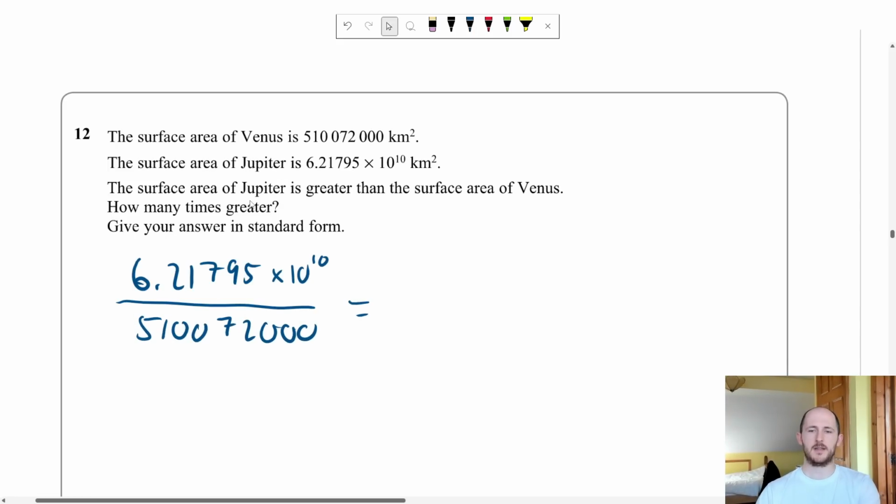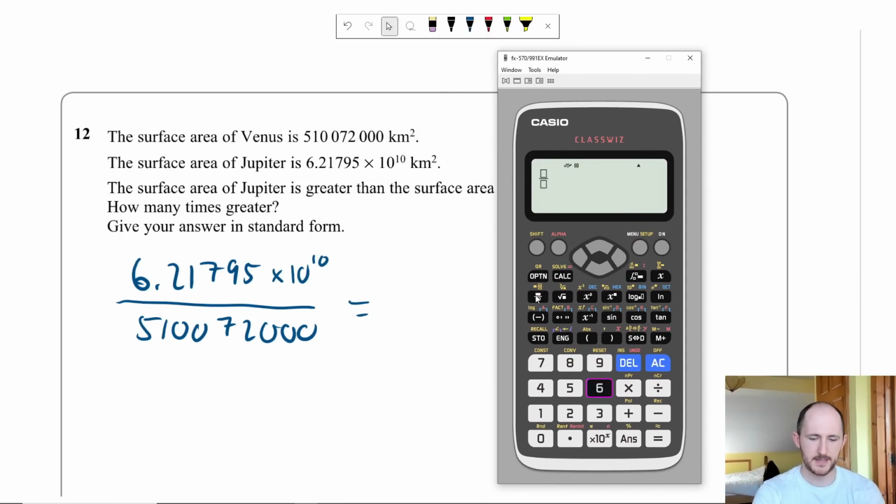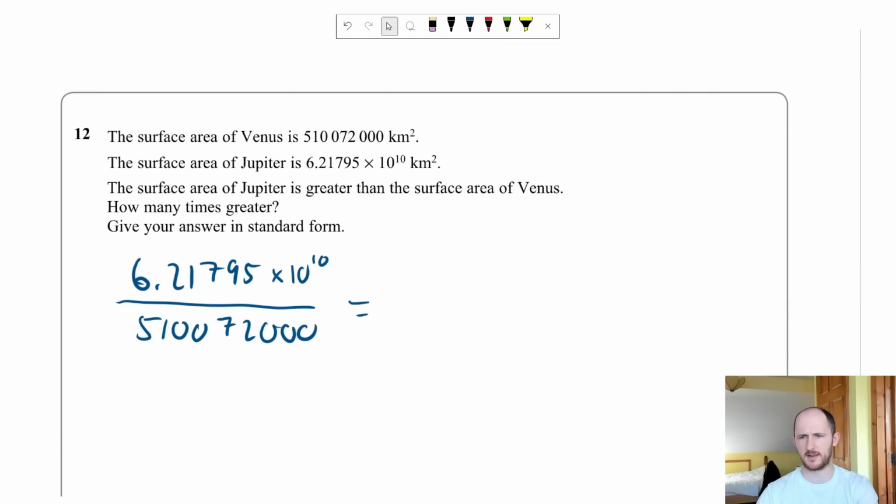0.72000. Excuse the messy handwriting. Go through this. 6.21795. Yep. Times 10 to the power of 10 over 5100.72000. And we get, okay, you want me to, really? Okay. I'm going to call it 122 then. Yeah, sure, 122, and then we'll change that into standard form, which is 1.22 times 10 to the power of 2.